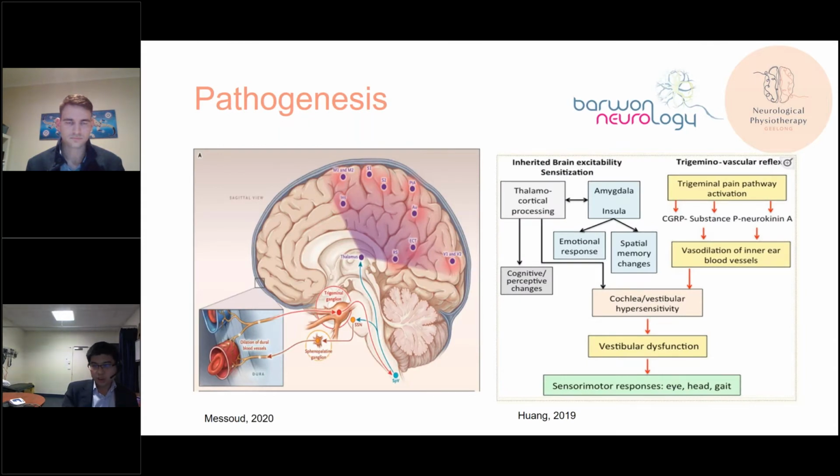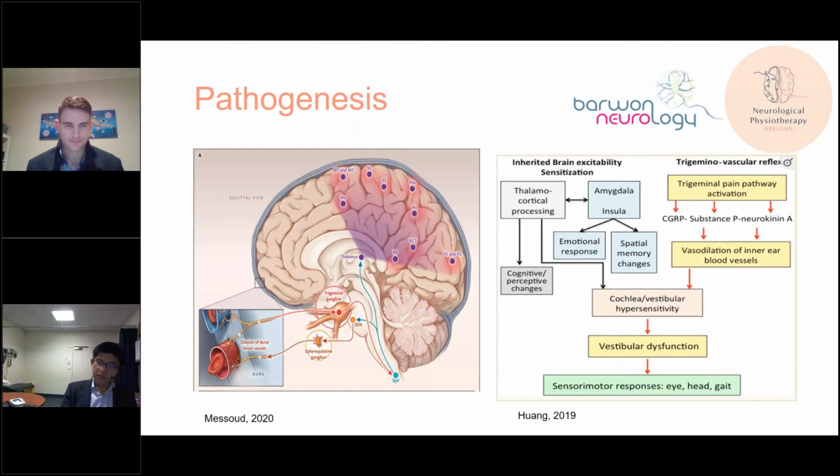In regards to the pathogenesis of vestibular migraine, the pathophysiology is probably fairly similar to the pathophysiology of migraine. I've highlighted this diagram, but in the sense of what they describe actually occurs in migraine.